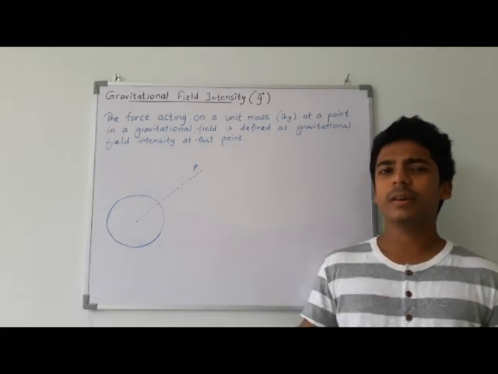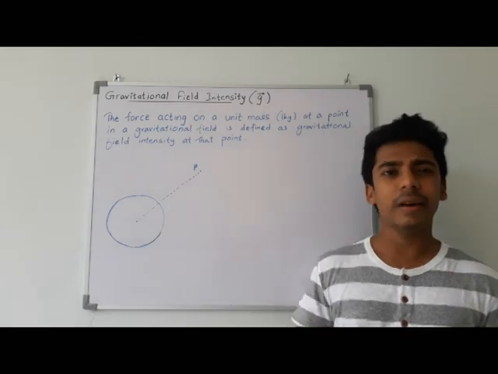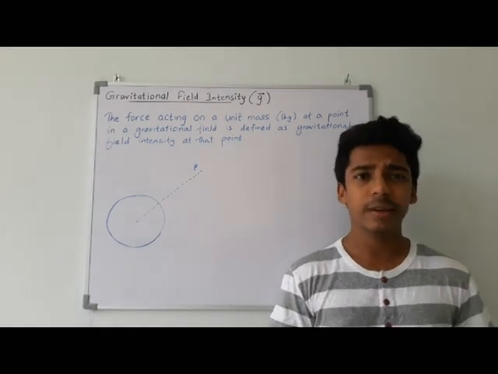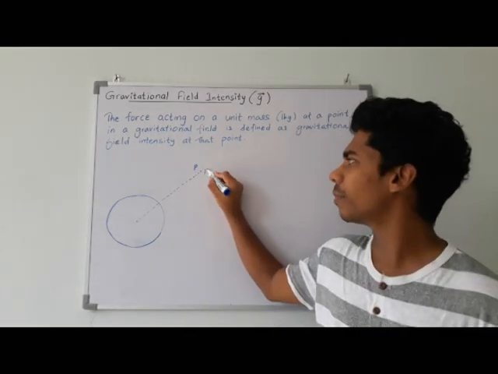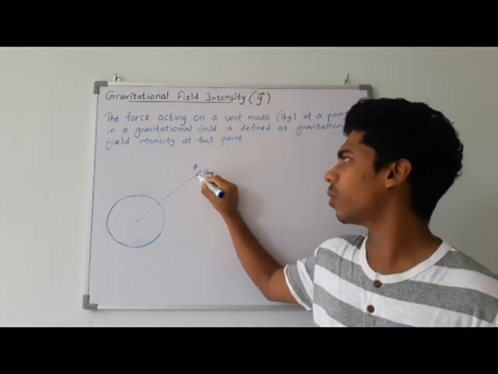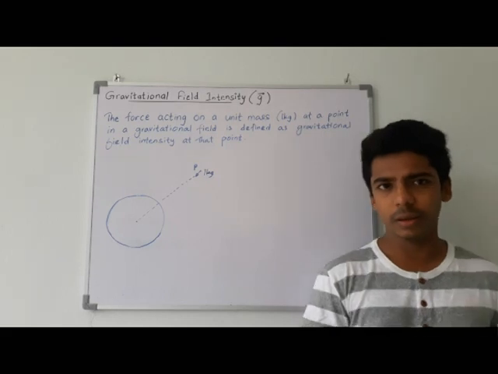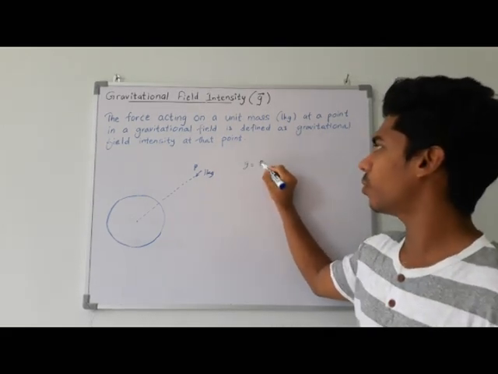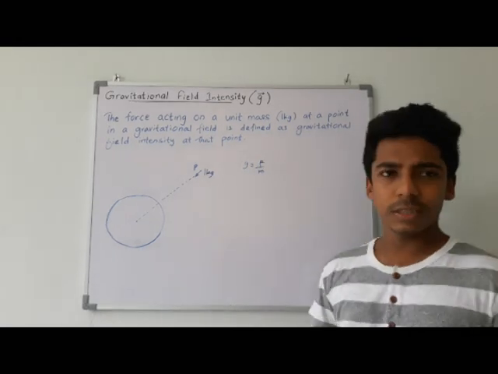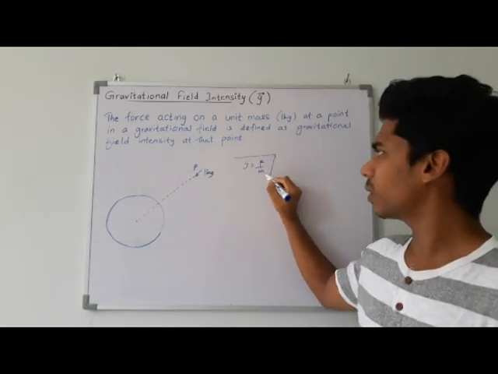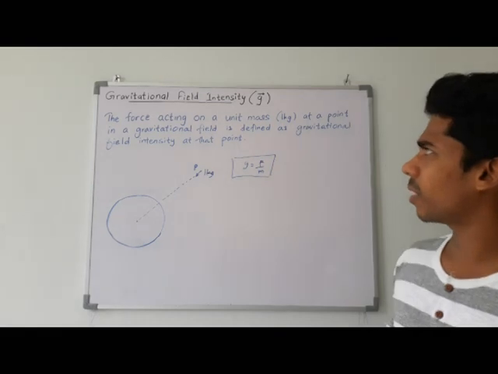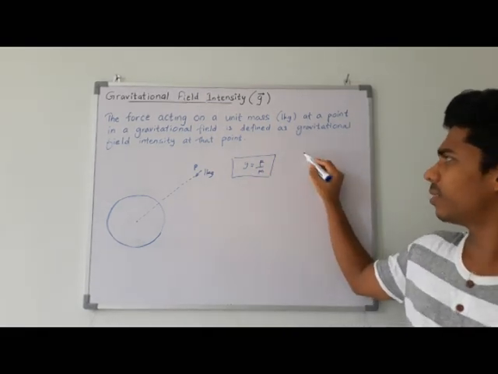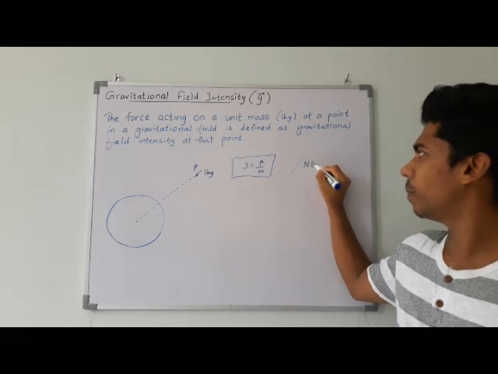If I consider a gravitational field due to this mass, the gravitational field intensity at this point is the force acting on a unit mass. That means if you keep a 1 kilogram mass here, the force acting on it will be the gravitational field intensity. So I can write the gravitational field intensity g equals the force acting on a unit mass, g equals F over m. This is the equation we obtain for gravitational field intensity, and the unit of g is newton per kilogram.